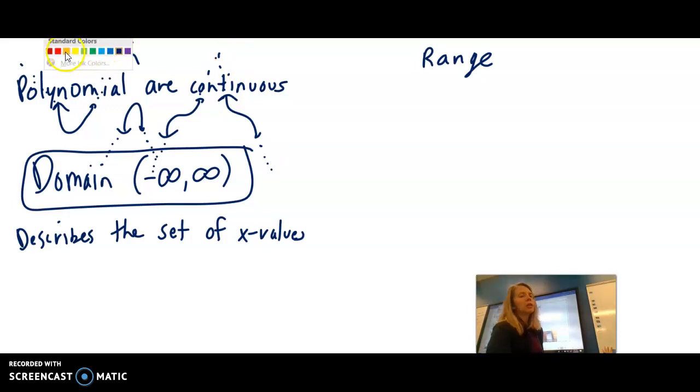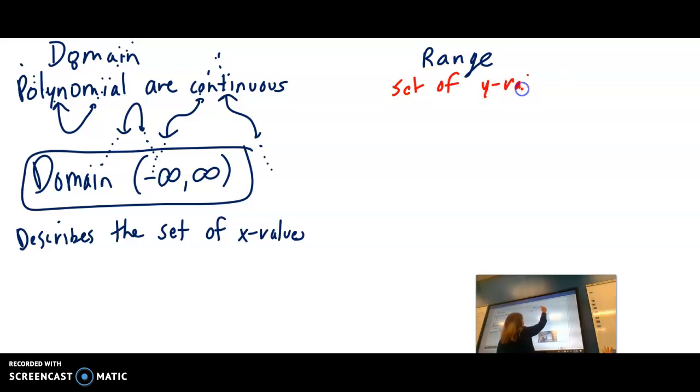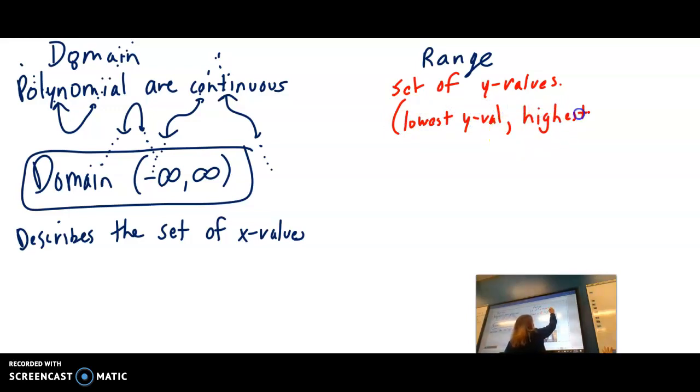So that's why the domain is negative infinity to infinity. But now the tricky part is the range. The range describes the set of y values, or the set of outputs. So you are describing the lowest y value of the graph to the highest y value of the graph. Notice the domain only described your x, the range describes your y.